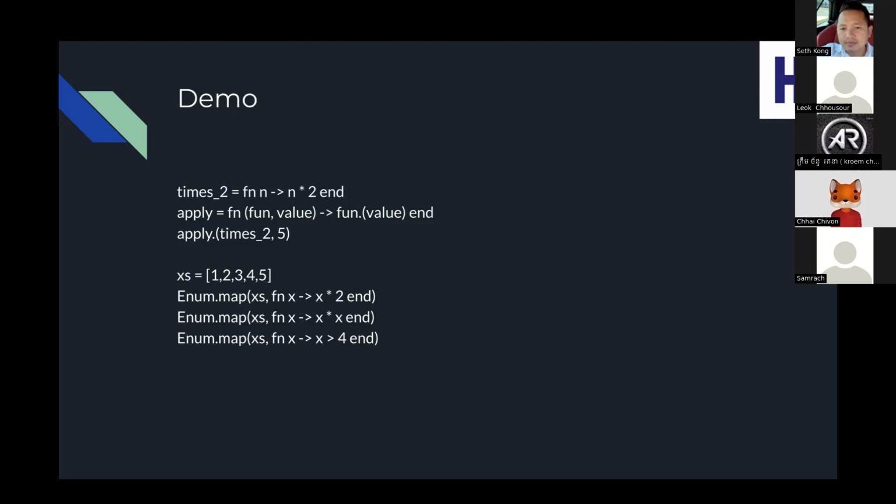Yeah, we just call your function. We don't care. So we call it a callback function. Okay, let's take a look at the list. I have a list of numbers I call xs: 1, 2, 3, 4, 5. And then I have the Enum module of the Elixir standard library, and it has a map function.